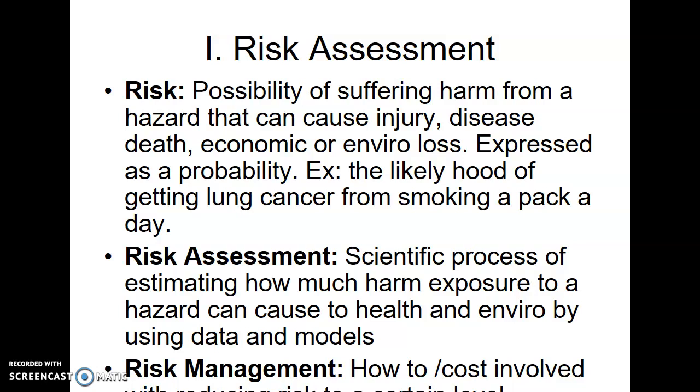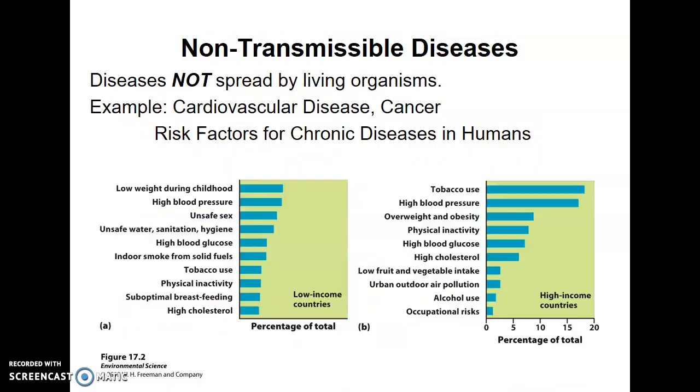So things like lung cancer from smoking a pack a day, which is bad, everybody, bad. And then you have risk assessment, where you're assessing the risk that is happening from the exposure to a hazard. And then you have risk management, which is going to be how you're going to effectively reduce risk to a certain level. So we're going to be looking at this with the populations. It's an extension to populations and food, and now we're going into hazards.